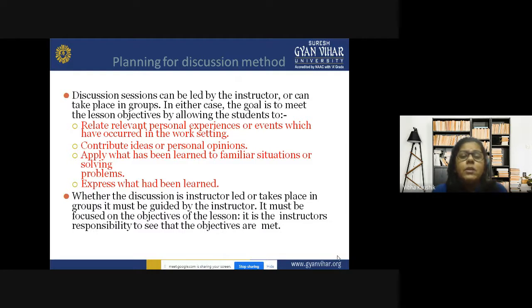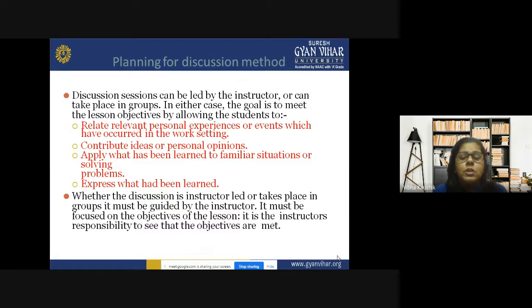Relate relevant personal experiences or events which had occurred in the working settings. Contribute ideas or personal opinion. You have to share your ideas and personal opinion related to that topic. Apply what has been learned, and now you have to apply what you have learned to familiar situations or solving problems. Express what had been learned, and you have to express what had been learned by you.